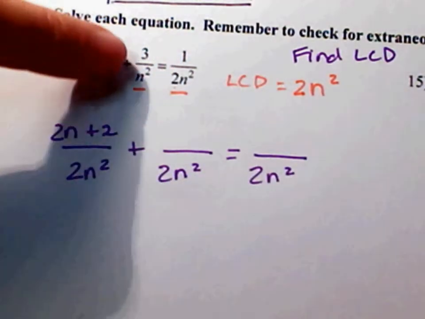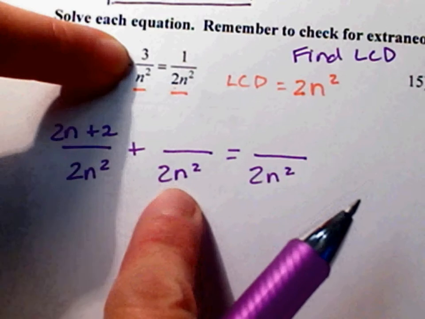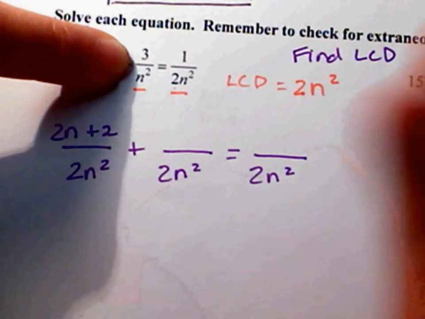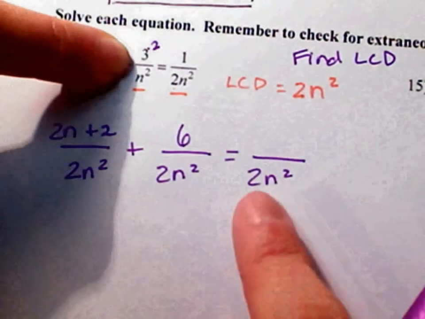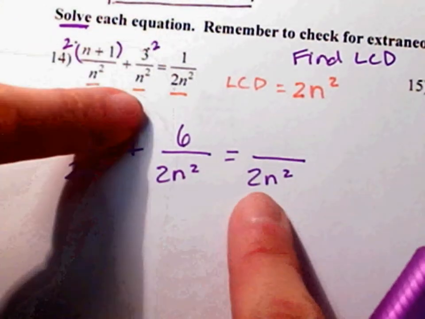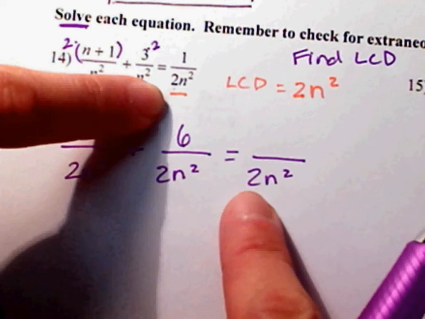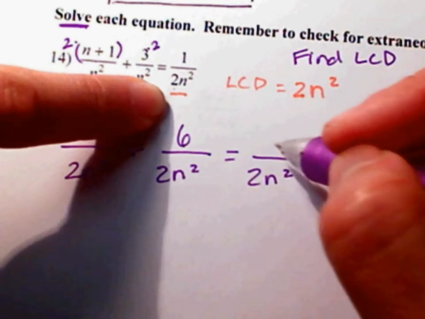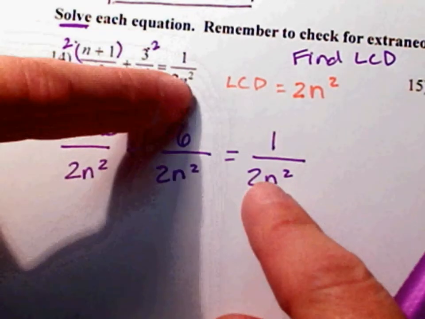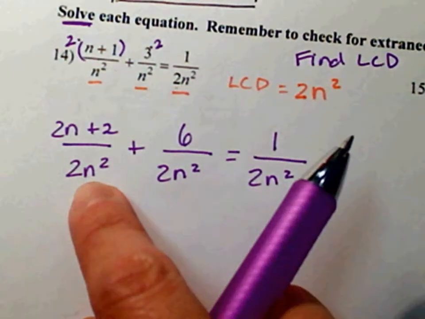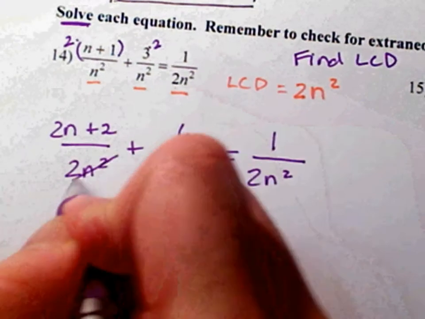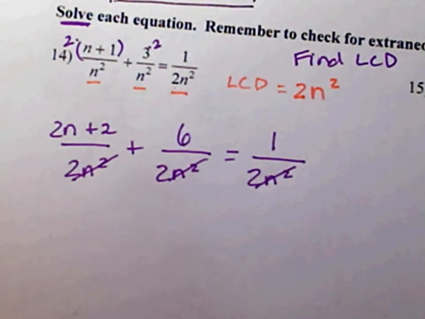Take a look at this one. I'm missing a 2 also. See, I have an n squared. 3 times 2 is 6. See this part? Your denominator is exactly the same already, so I don't have to do anything. These guys are equivalent, these two are equivalent, and these two are equivalent. Okay? Once you do that, you can cancel out your denominator, and you just got rid of your fractions.